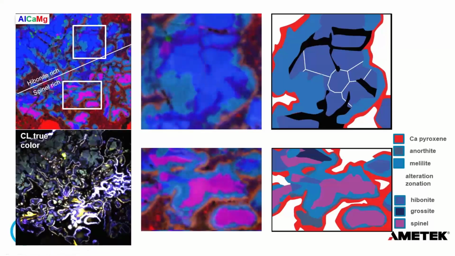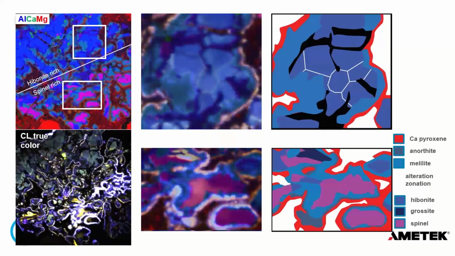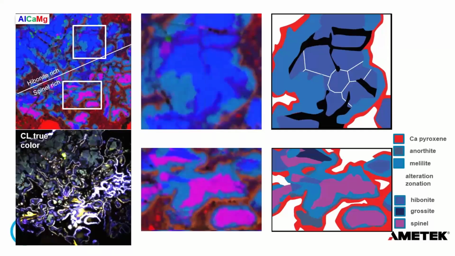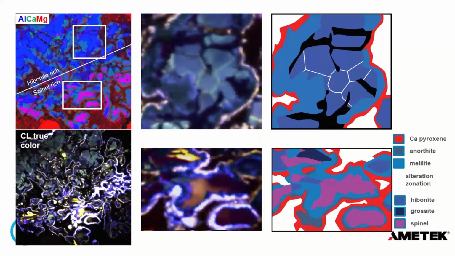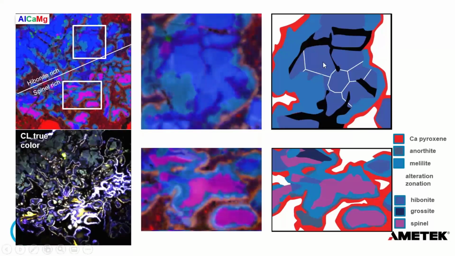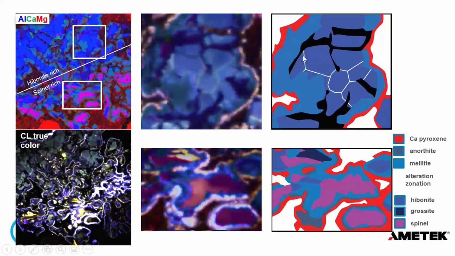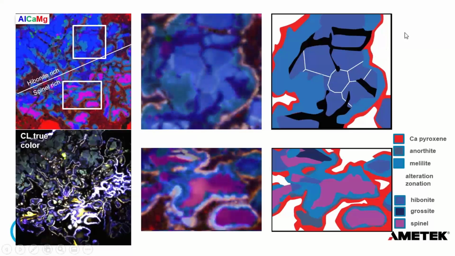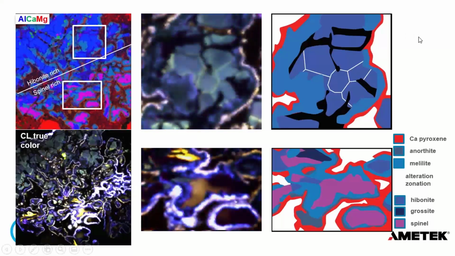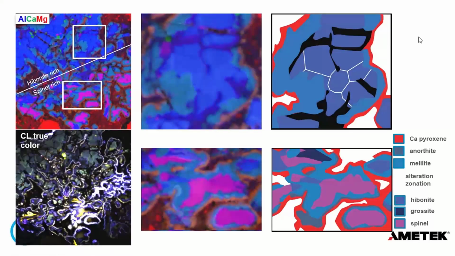And so combining these two techniques, we not only get information about the crystallization or the growth sequence and the alteration of those different phases, but we can also see subtle zonation patterns and grain boundaries that would not be evident by just using one technique.